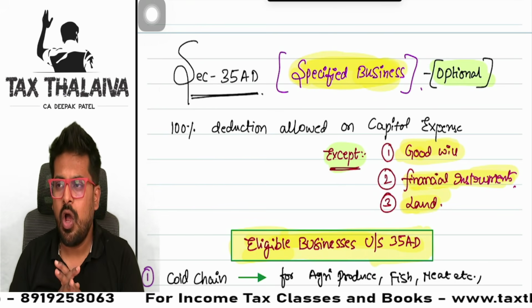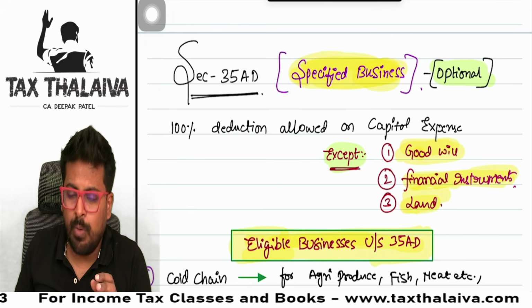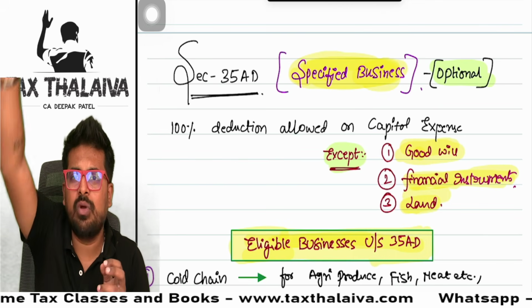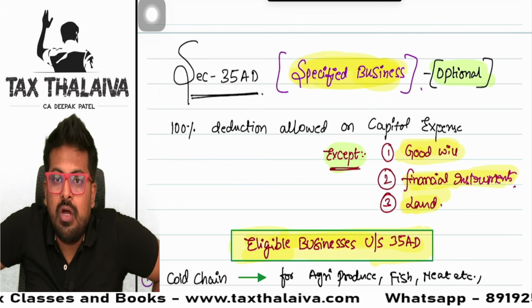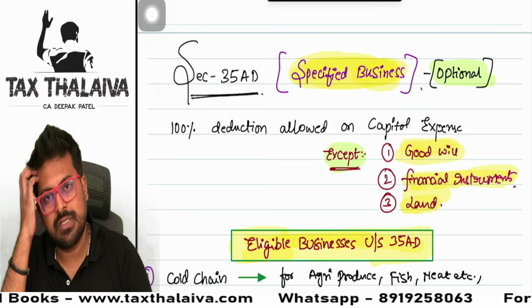Beautiful this is. Or whenever, even after starting your business, whenever you buy any kind of capital asset, in the year in which you buy the capital asset itself, you can claim 100% of the cost of the asset as expenditure. Beautiful opportunity this is.